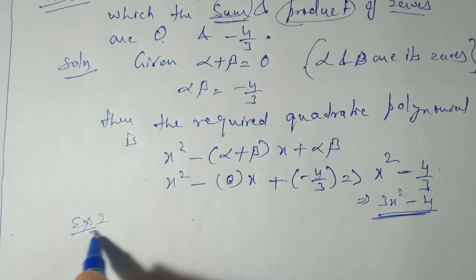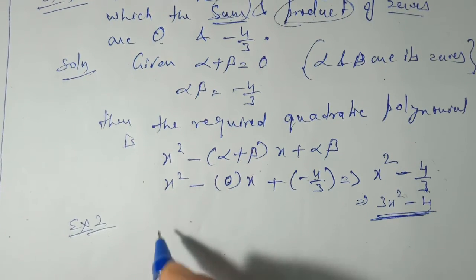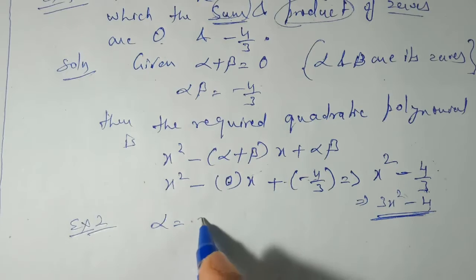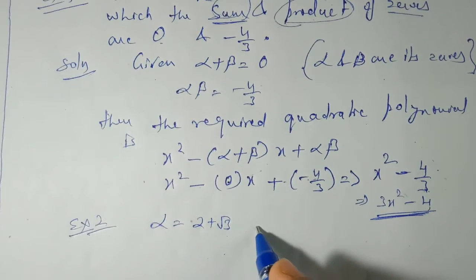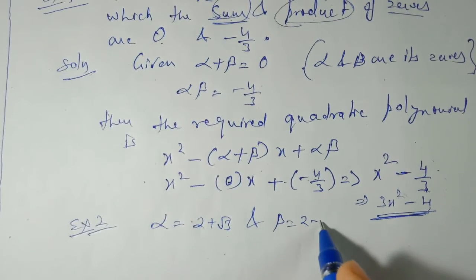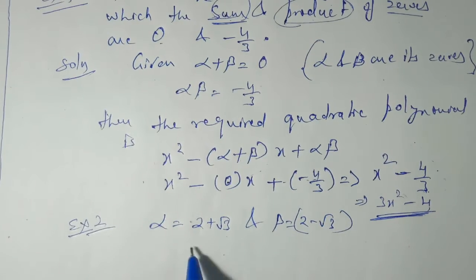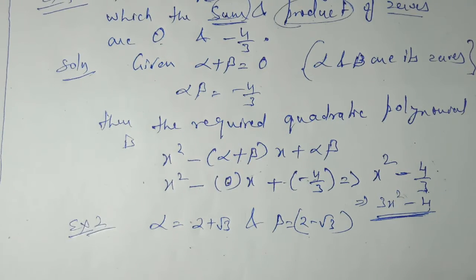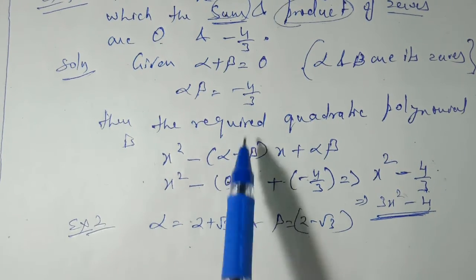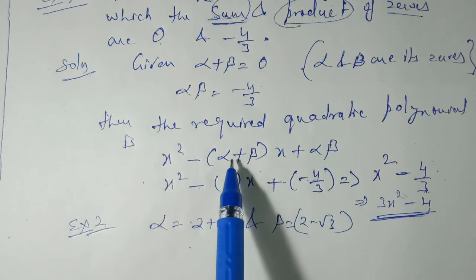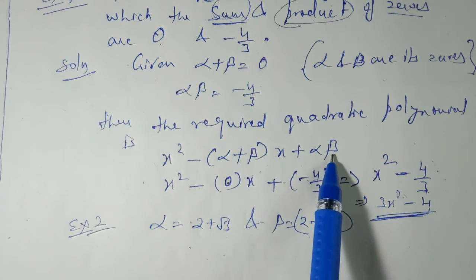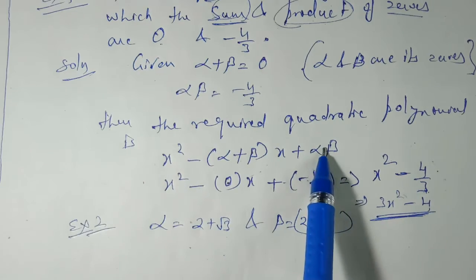Now let us take one more example. Suppose two zeros are given, alpha equal to 2 plus root 3 and beta equal to 2 minus root 3, and it is asked what is the quadratic polynomial. Then first of all we have to find the value of alpha plus beta and alpha into beta, then we have to substitute in it.